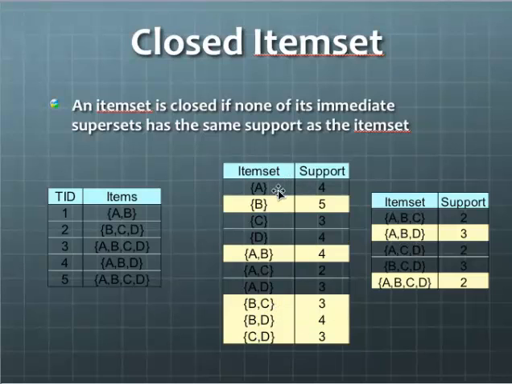Now here is the support of the 1 item set and 2 item set. And this table lists the support of the 3 item set. We can find that for the 1 item set B, it has 3 immediate supersets AB, BC, and BD. And none of them have exactly the same support count as B, because its support count is 5, and AB's support count is 4, BC's support count is 3, and BD's support count is 4. So we can see B is a closed item set.